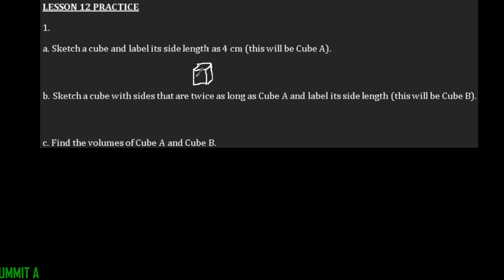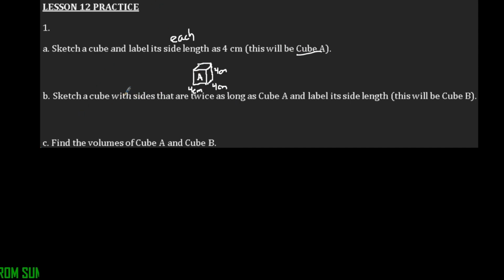But what we need to do is we need to label this A, and we're going to say that each of these, so each side length is going to be the same. It's going to be 4 centimeters. So we say this is 4 centimeters, this is 4 centimeters, and this is 4 centimeters. Make sure that's a 4. There we go. So we have our cube labeled A.